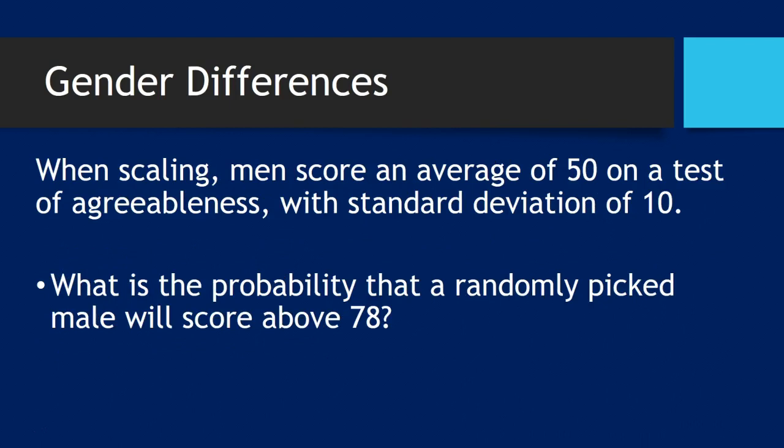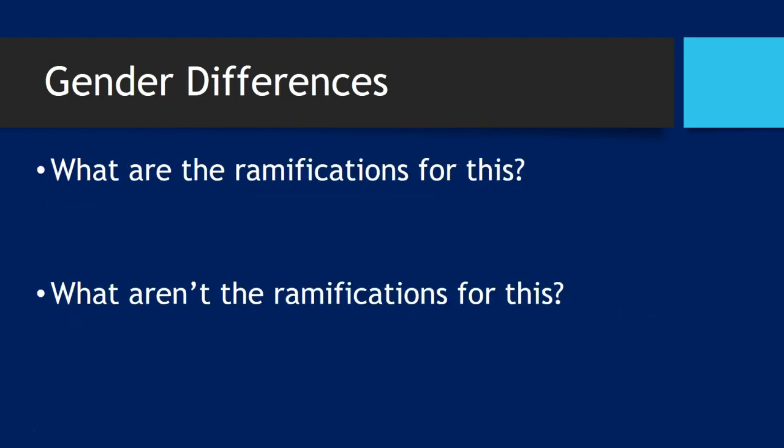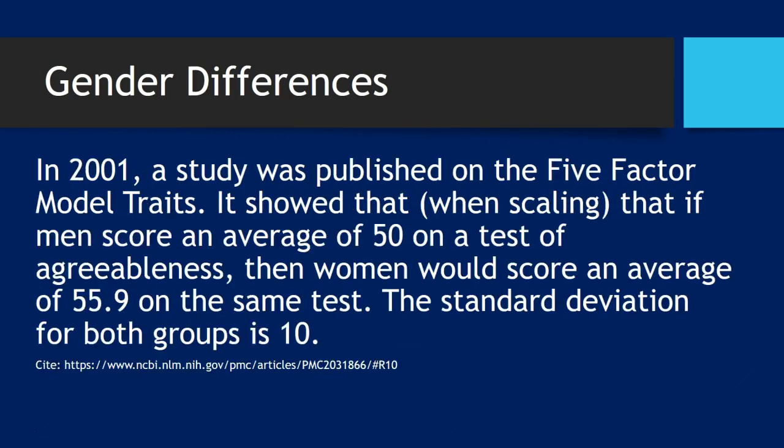Okay, what is the probability that a randomly picked male will score above 78? Now again, above 78 is a pretty rare score on an agreeableness test in terms of my scaling. So, the probability that a randomly picked male will score above 78. What's the probability that a randomly picked female will score above 78? And then list out, well, what are the ramifications for this? And what aren't the ramifications? Think about it in a group of size 10,000, okay?